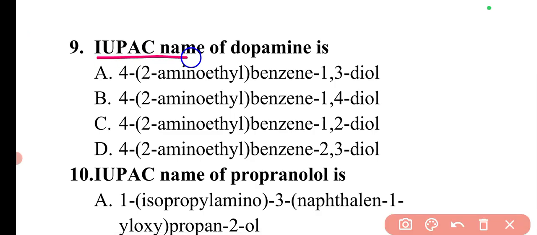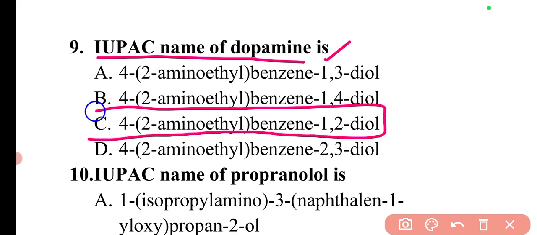Next question: the IUPAC name of dopamine is. The IUPAC name of dopamine is 4-(2-aminoethyl)benzene-1,2-diol. In this particular structure, there is also a catechol ring. So simply, we can draw this ring first.